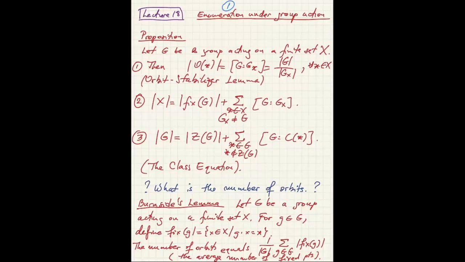Hi, welcome to our 18th lecture of Graduate Combinatorics. Today we'll continue discussing enumeration under group action. In the previous two lectures, we proved the statements 1, 2, 3 listed on the page there. So let's briefly go over them.